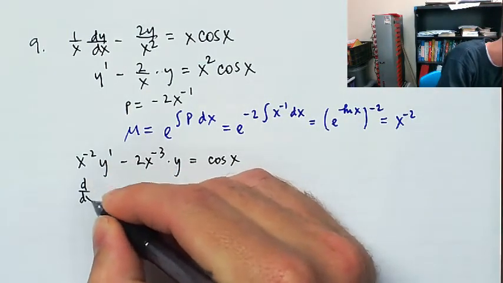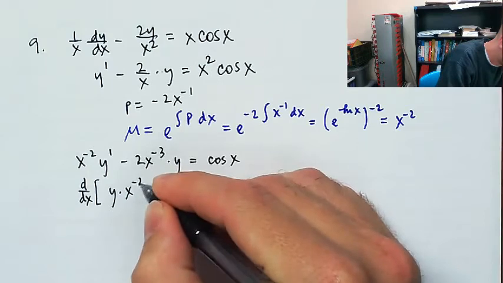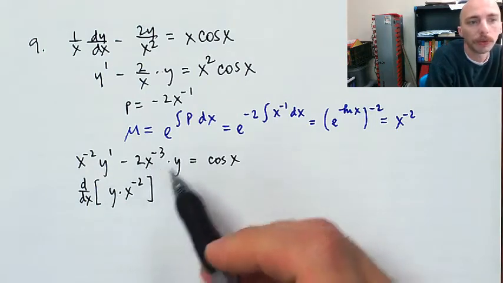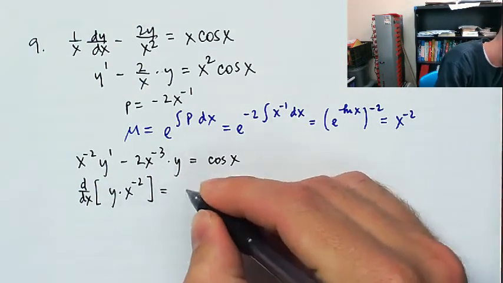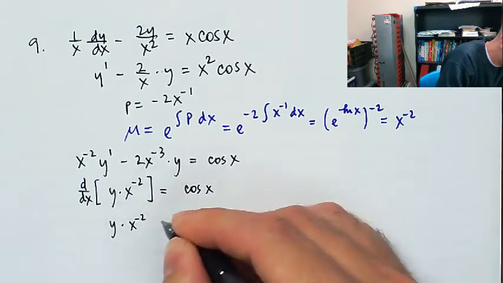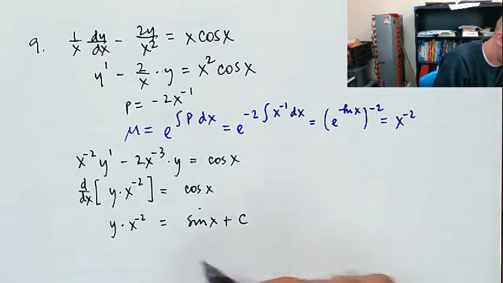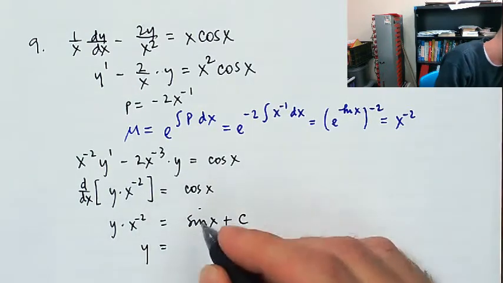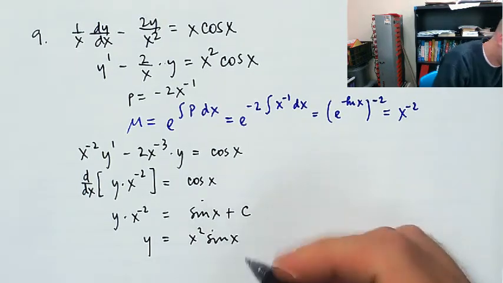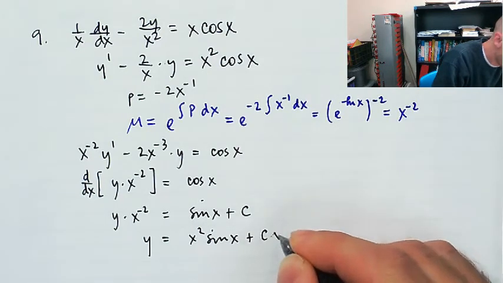So this is the derivative of a product, y times x to the negative 2. I took the derivative of y and left x to the negative 2 the same, and then I took the derivative of x to the negative 2 and left y the same. And that's going to equal cosine x. Meaning that y times x to the negative 2 is equal to the antiderivative of cosine x with respect to x, which is sine of x plus some constant. And so y will be equal to x squared sine x plus c times x squared.